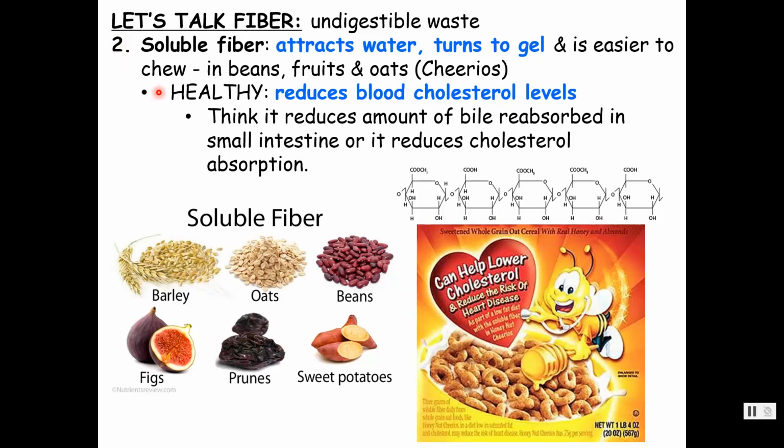This is a very healthy kind of fiber because it reduces blood cholesterol levels. They're not really sure of the mechanism of how it reduces these levels. But if you've ever eaten Cheerios, you probably saw this little heart on there. It says it can help lower cholesterol and reduce the risk of heart disease. And that is because they think that when you consume this soluble fiber, it either soaks up bile salts and some of the cholesterol, or it somehow reduces cholesterol absorption. But soluble fiber is billed as a very healthy fiber to consume to avoid heart disease. So barley, oats, beans. If you think about it, all these things swell when you put them in water.